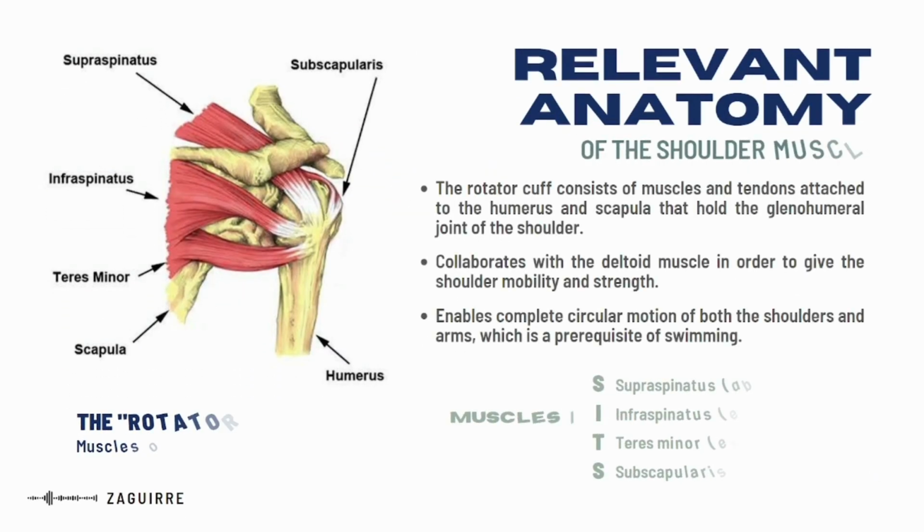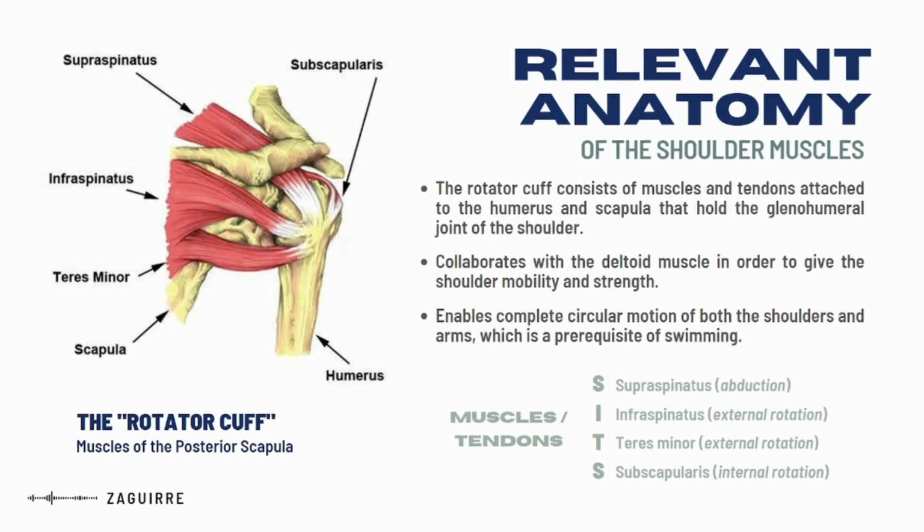With respect to the case at hand, let's now review the relevant anatomy encompassing the shoulder, particularly the muscles of the posterior scapula, otherwise called the rotator cuff. This is a muscle group of tendons attached from the shoulder to the upper bone, or the humerus. The rotator cuff consists of the four muscles surrounding the shoulder joint, commonly abbreviated as SITS: the supraspinatus, infraspinatus, teres minor, and the subscapularis.